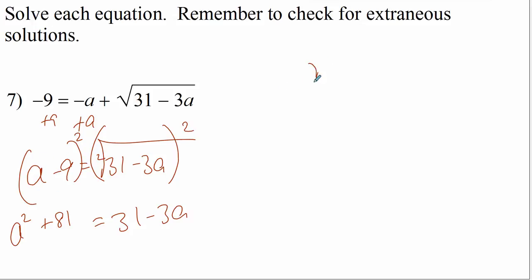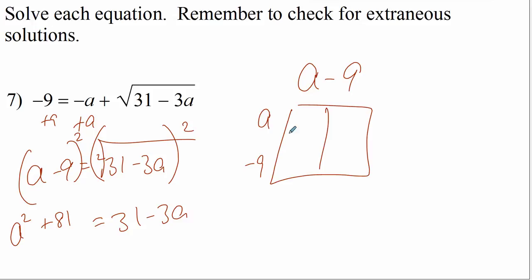Because we have to do a box, right? A minus 9, a minus 9, a box. And what you get in your box is a squared minus 18a plus 81. You forgot the middle term if you did it kind of the bad way. If you just did this, you forgot the middle term, and that's not a good thing.